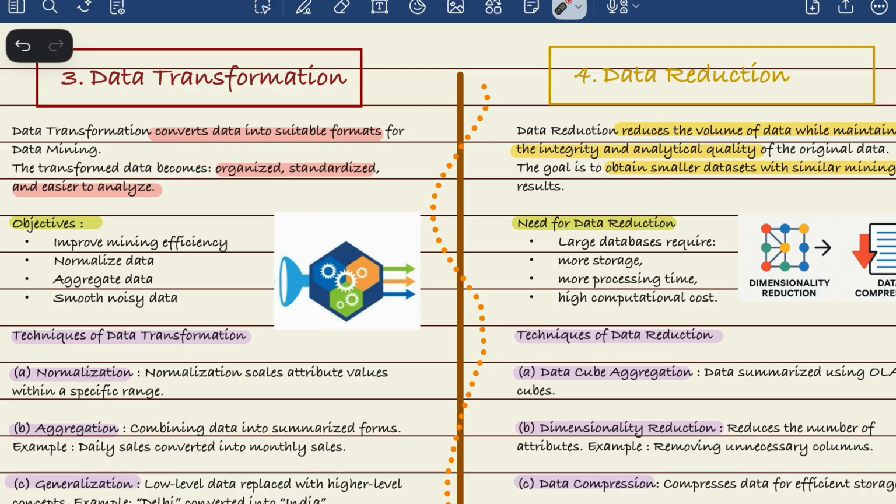For example, our machine learning algorithm requires something which is not present in our data, so we add those things or we change the format. So the objective is to improve the efficiency, to normalize the data, aggregate the data, and smooth any noisy data that is present, right? So there are a few techniques for data transformation.